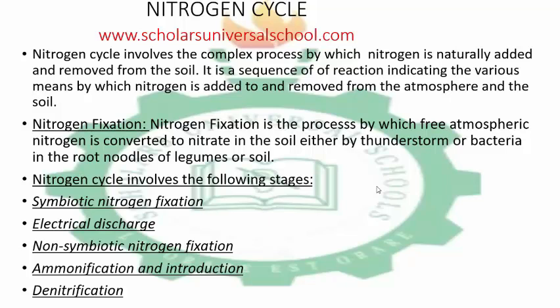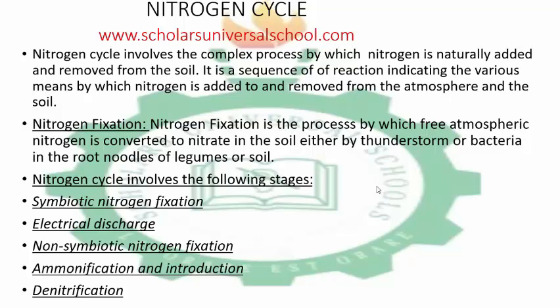This shows us the relationship of how nitrogen is being removed from the atmosphere or added to the atmosphere, and being added to the soil or removed from the soil. There are two processes involved: nitrogen fixation and denitrification. Nitrogen fixation is the process by which free atmospheric nitrogen is converted to nitrate in the soil, by either thunderstorm or bacteria in the root nodules of legumes.